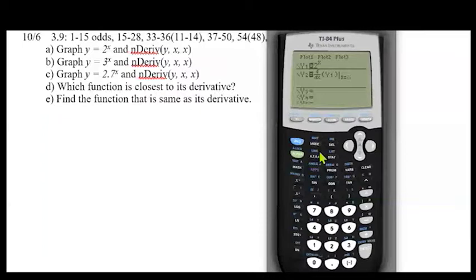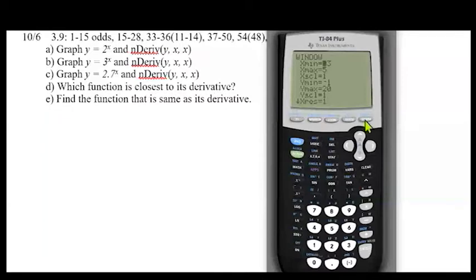Y'all with me? Okay, and then let's look at the window setting. Although 10 by 10 works, this is an exponential function, and this worked out nicely during second and third period. X from -3 to 5, and y from -1, because it's all positive, and then 20. Okay, ready? Hit graph.